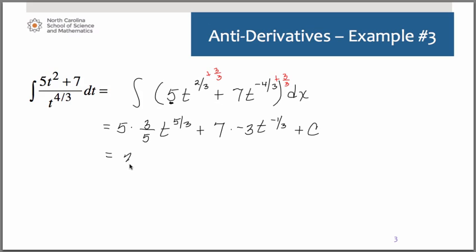Simplifying this, we have 3t to the 5/3 minus 21t to the negative 1/3 plus c. Again, feel free to check your answer. I highly suggest that by taking the derivative of your answer and making sure you got your integrand.